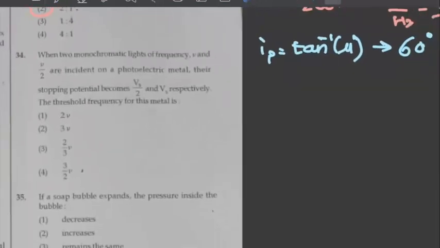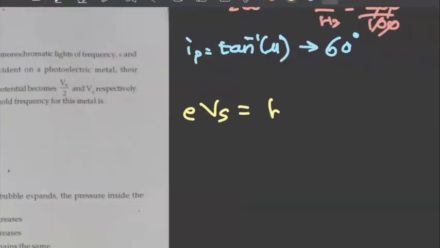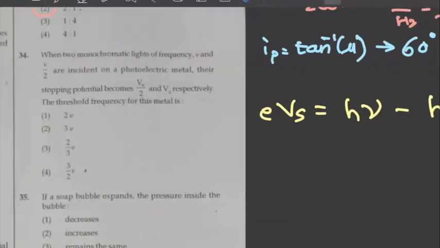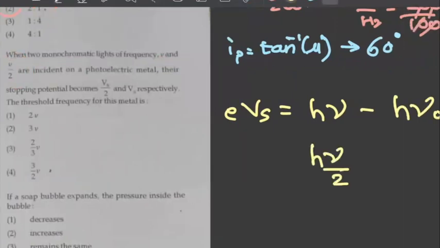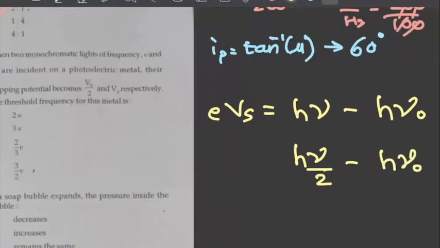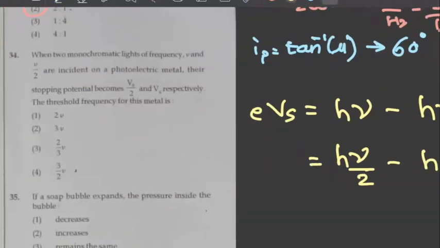Okay, let us look at this question now. Two monochromatic lights of frequencies nu and nu by 2. So we have our photoelectric equation: e times stopping potential is h nu minus h nu naught. They are telling me that the first frequency is nu and the second one is nu by 2. So the second one is h nu by 2 and our work function remains the same, h nu naught. In the first case the stopping potential is Vs by 2 and in the second case the stopping potential is simply Vs.